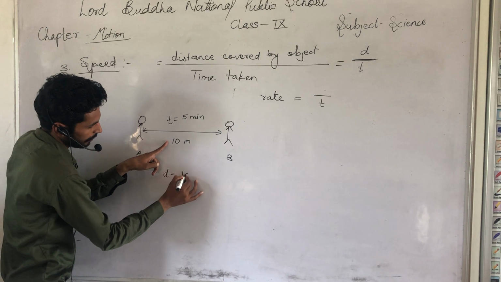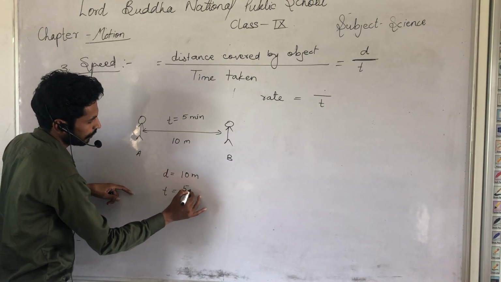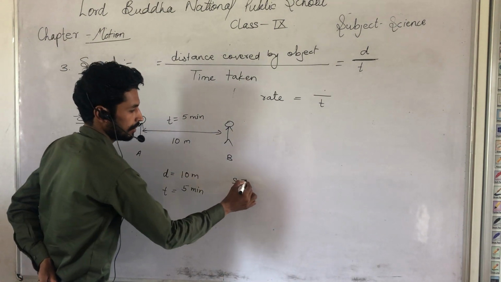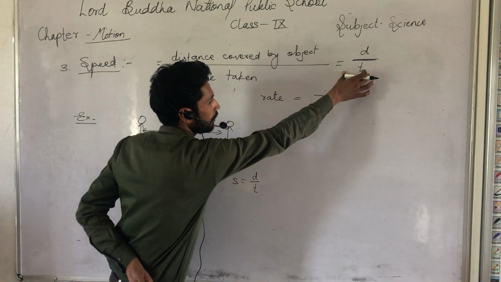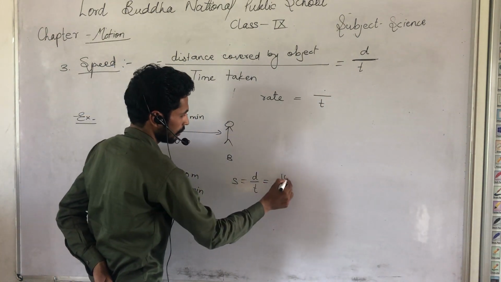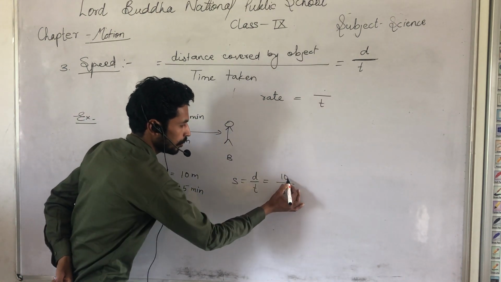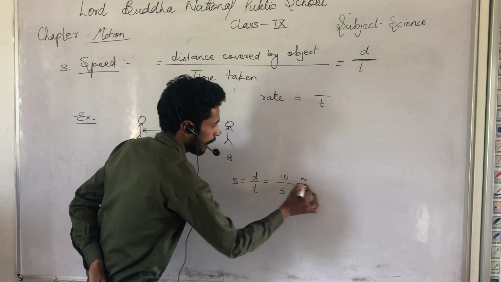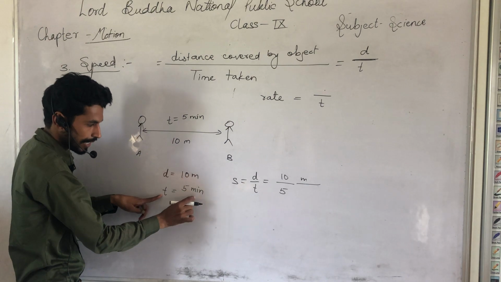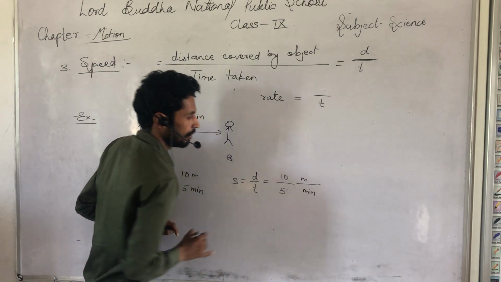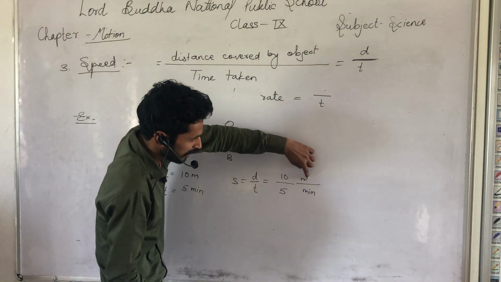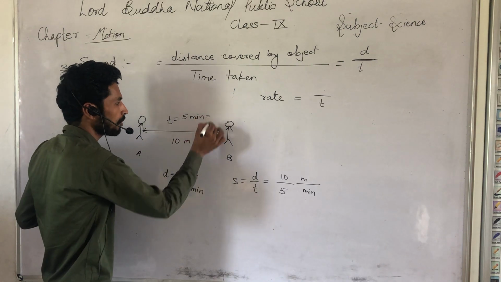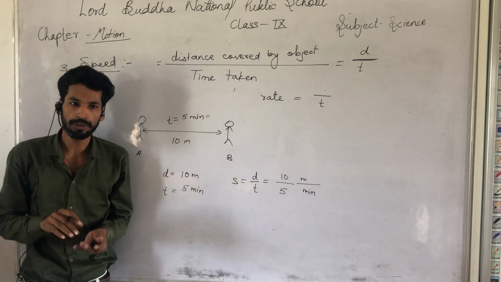total distance is 10 meters, but time T equals 5 minutes. So the speed, which can be denoted by S, is equal to D upon T, which is already written here. D equals 10 upon time equals 5 minutes. The unit of the distance is meter, so we write meter upon the unit of time, which in this case is minute. So the unit of speed is meter per minute for only this case, because in other cases we have to convert minutes into seconds, or into hours.